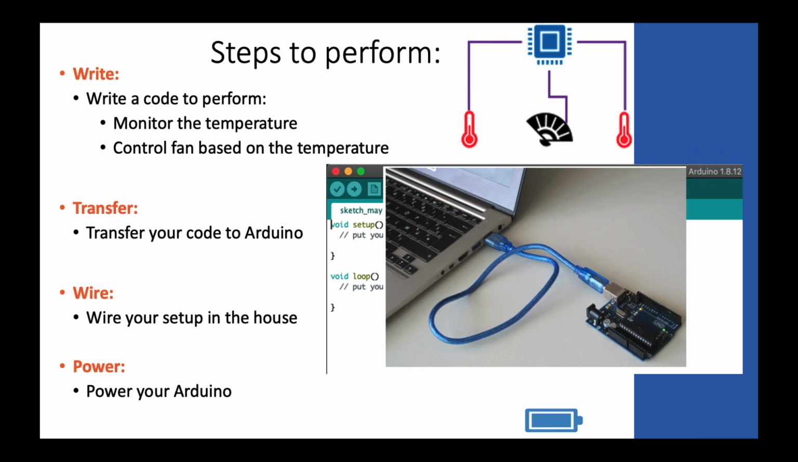So basically, the steps that you need to perform are writing the code, meaning you write the instructions for your Arduino to perform. Next, you transfer those instructions to the Arduino board, and you wire up your Arduino with all the sensors and all the wires that your project needs. And then finally, you power up your board to have your system running, right? So these are the steps that you need to perform.